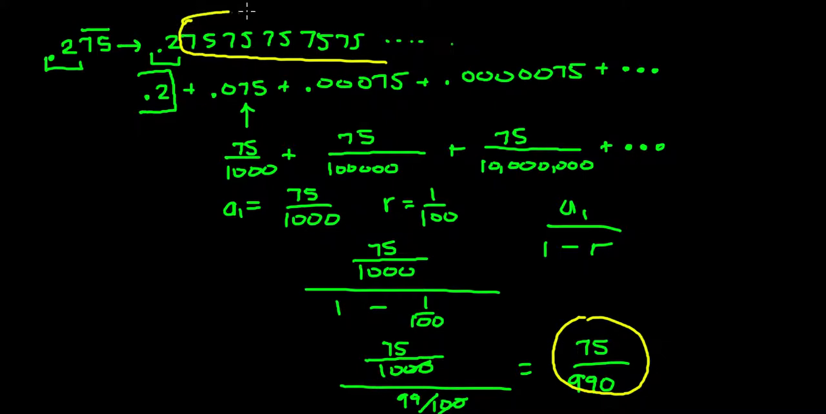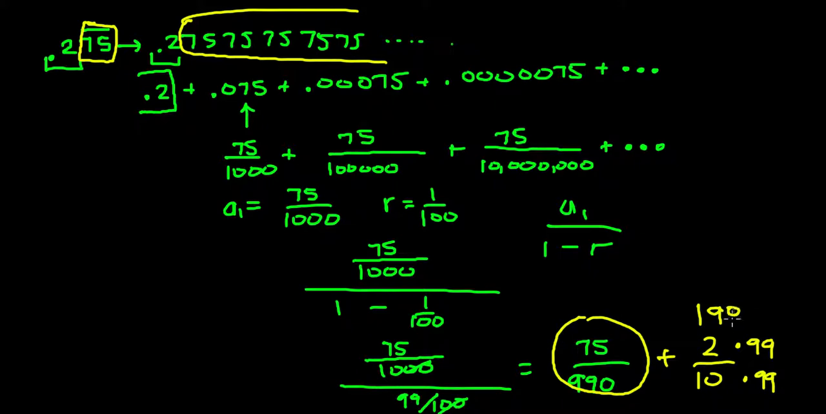Now this right here only represents the repetition. So that fraction, the 75 over 990, only gives me the repetition. What I need to do is make sure I include the 2/10. So what we're going to do is add 2/10 to that. It looks like we have to multiply by 99 to make a common denominator. So I'm going to multiply this guy by 99, and this is going to give me 198. So 198 over 990, and I have to add that to the 75.